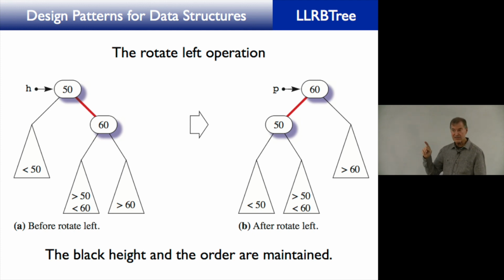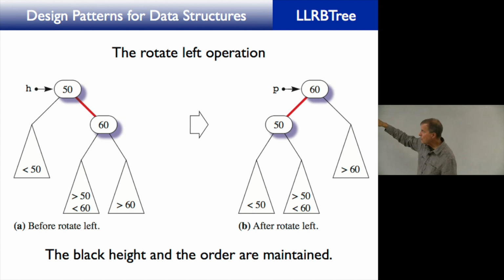Now, what do we mean by that? This is an important point. What do we mean by the fact that the black height is maintained? Remember, as you count down, what do you do? To count the black height, you count down and you skip the reds and you just count the blacks. So look, before, if you're coming down and you go to the right and then you go to the right again, how many black links were there? There was one black link. Well, do you see that still on the right, if you go down to the 60 and you go to the right, that's still 1. The black height is still 1.